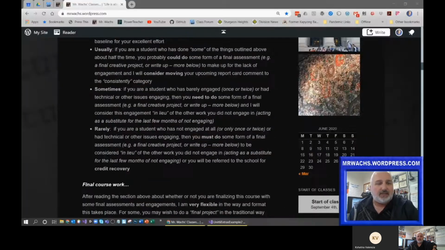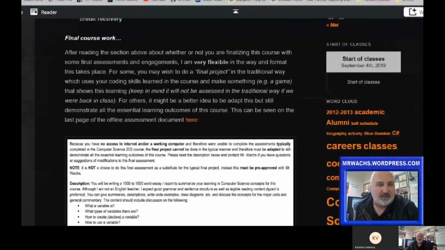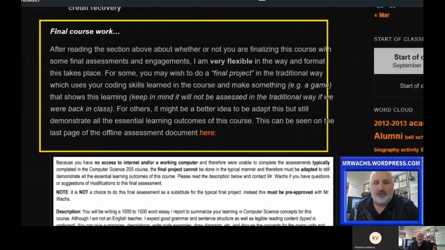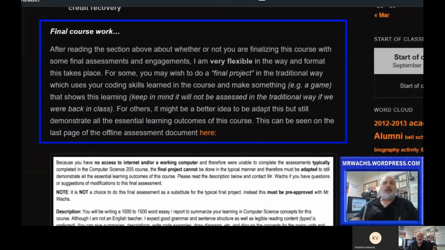Okay, so let's talk about that final assessment. If you want, you could do a final project in a traditional way. You could code something, showing me what you've learned in the course, like a game. Keep in mind, I will not be marking it the way I would normally mark it because it's not something that's required of everybody. But that's not what you have to do, okay?